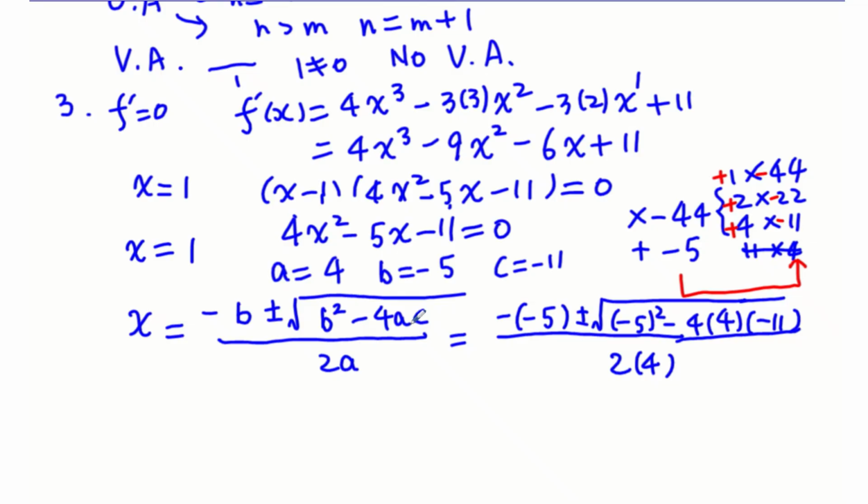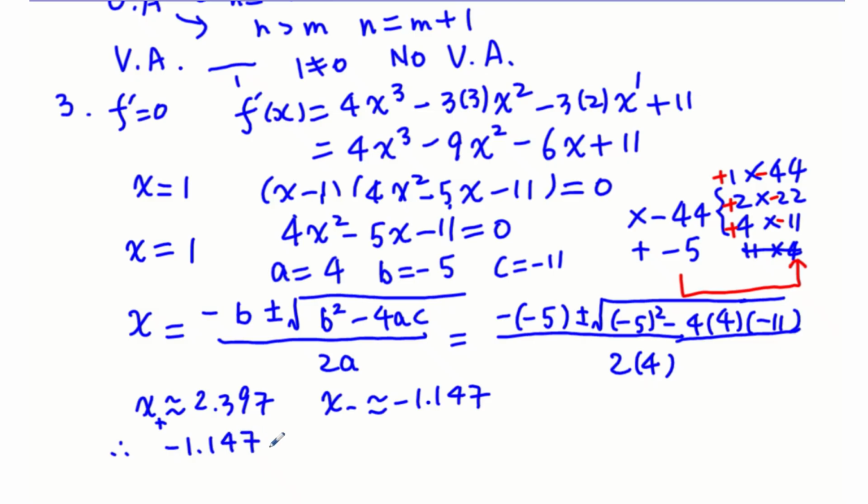Then you will have one is x approximately. If it's a plus, we have 2.397, and if it's a minus sign, we have approximately -1.147. So we have 3 critical points: -1.147, 1 and 2.397. So 3 critical points x value.